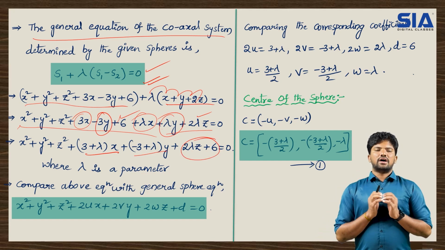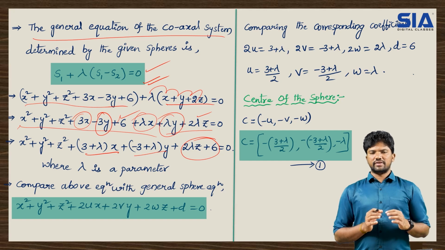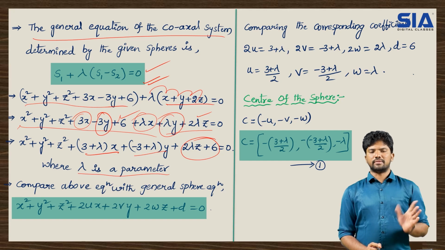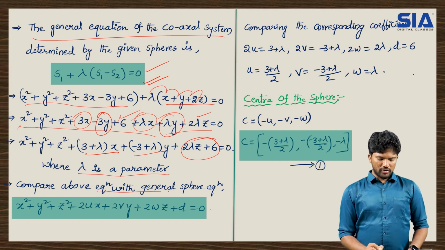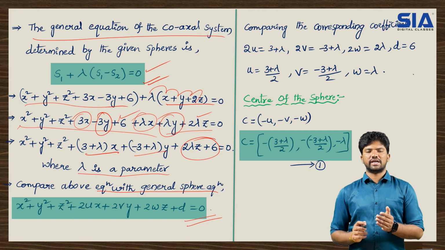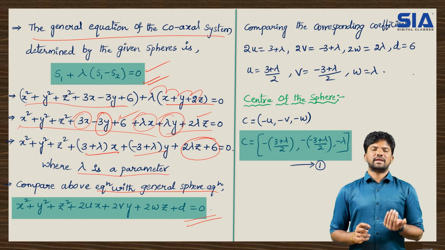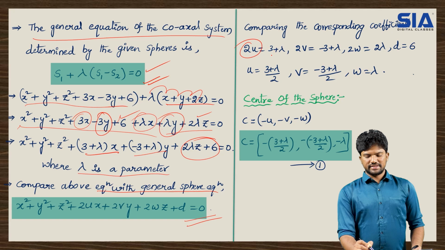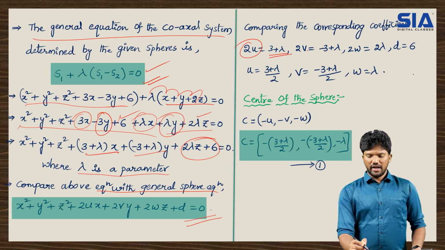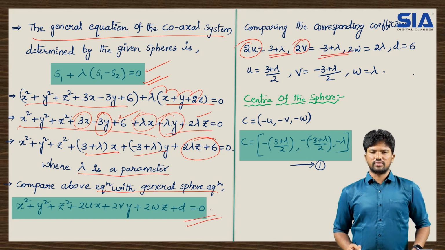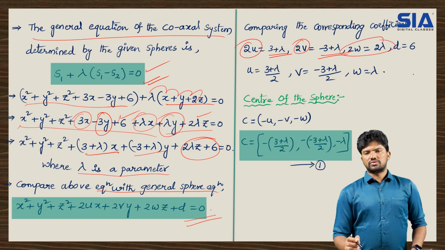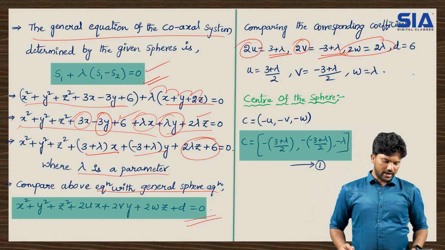Now this is a sphere equation. This equation represents a sphere equation where lambda is a parameter to be determined. Compare the above equation with the general sphere equation x square plus y square plus z square plus 2ux plus 2vy plus 2wz plus d is equal to 0. On both sides comparing, x coefficient 2u is equal to 3 plus lambda, y coefficient 2v is equal to minus 3 plus lambda, z coefficient 2w is equal to 2 lambda, and d is equal to 6.